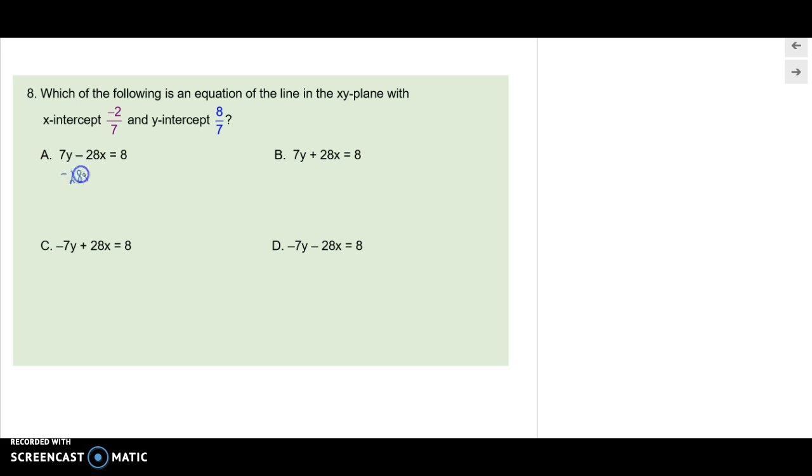Negative 28x equals 8. 28x equals 8. And negative 28x equals 8. So based on the fact that I'm looking for the x-intercept, I know it's going to be a negative number. Well, I know it can't be B, and I know it can't be C. And I'm going to trust that if I were to take that negative 28 and divide it in both sides and reduce, that my x-intercept would be negative 2/7.